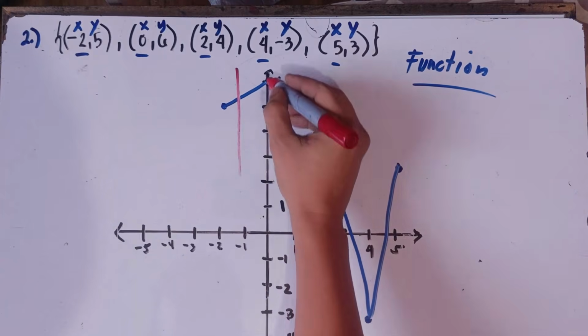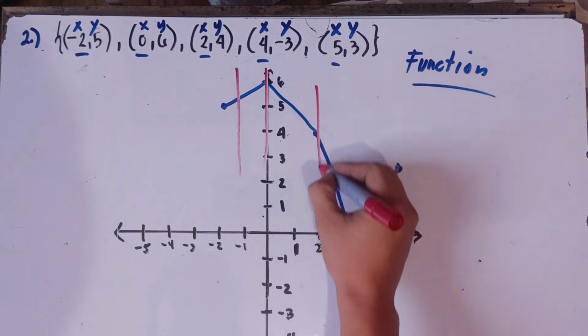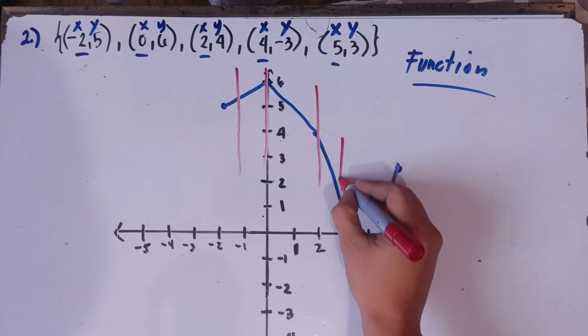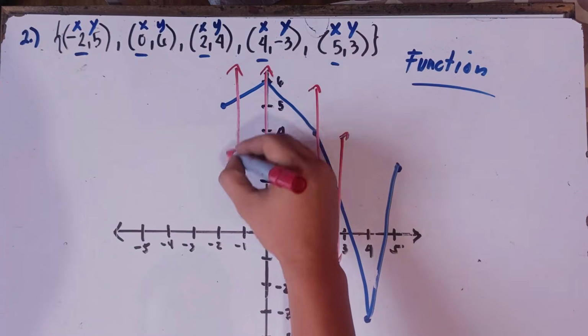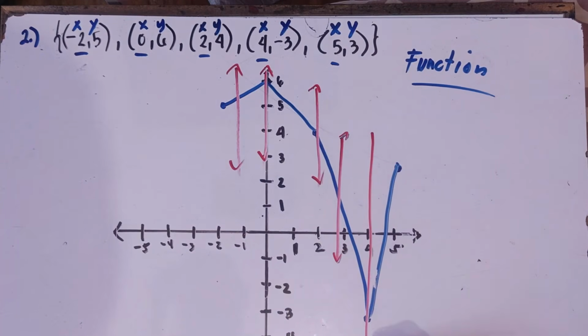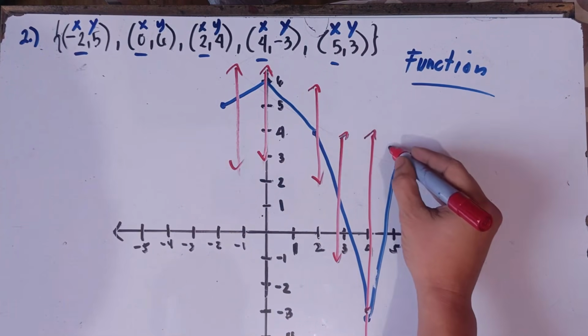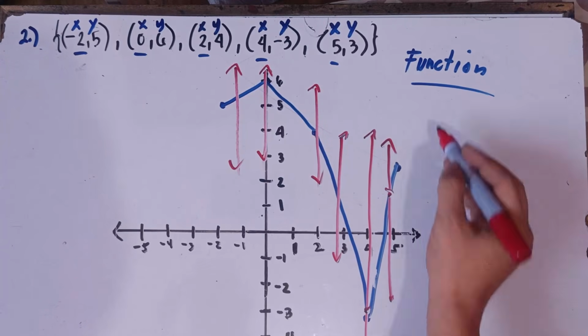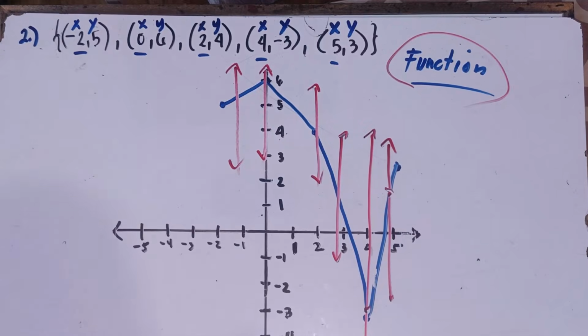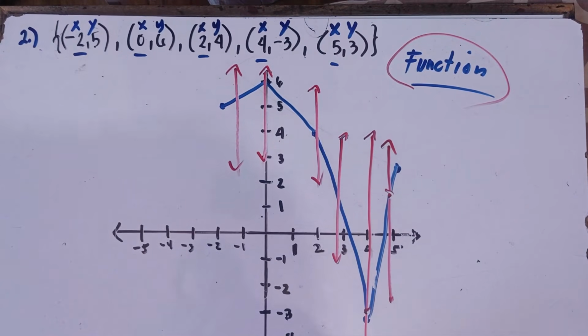Only one point, only one point, only one point. You draw a vertical line, only one point. Draw a vertical line, only one point. So therefore, class, this will be a function. So for number 2, class, this will be a function. That's it, class. You're all set. That's how you answer this one, class.